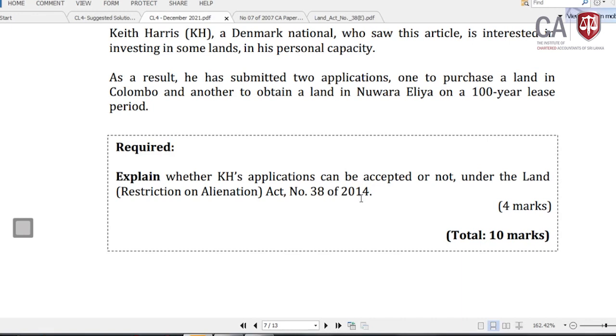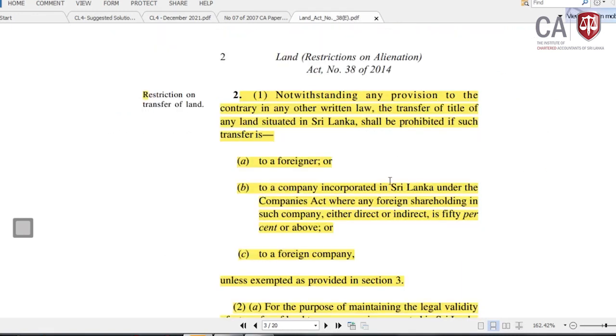A foreign national can enter into a lease agreement, but the maximum time period is limited to 99 years. Therefore, he cannot put forward an application to acquire land in Nuwara on a 100-year lease period. It's not possible. The maximum time period for a lease agreement is restricted to 99 years. Colombo land he can't purchase, it's prohibited. Lease, since it's for 100 years, again not permitted because the maximum time period is 99 years. So that's what you have to mention in your answer.